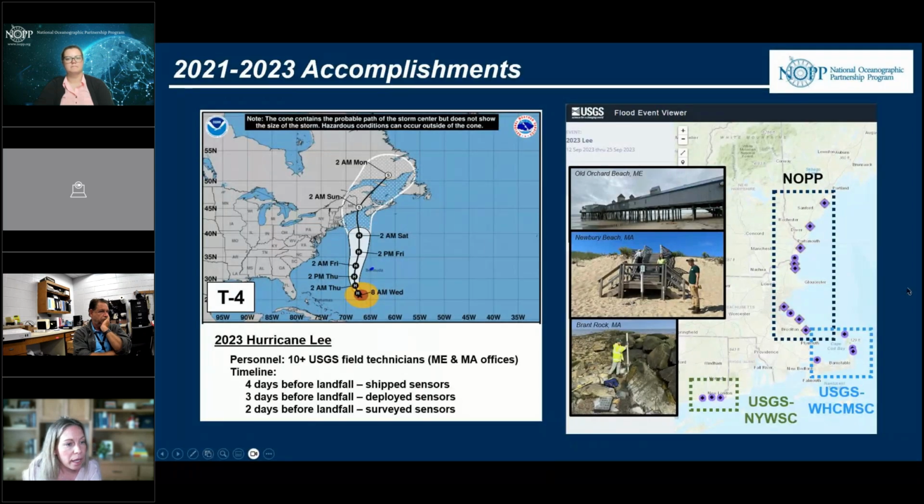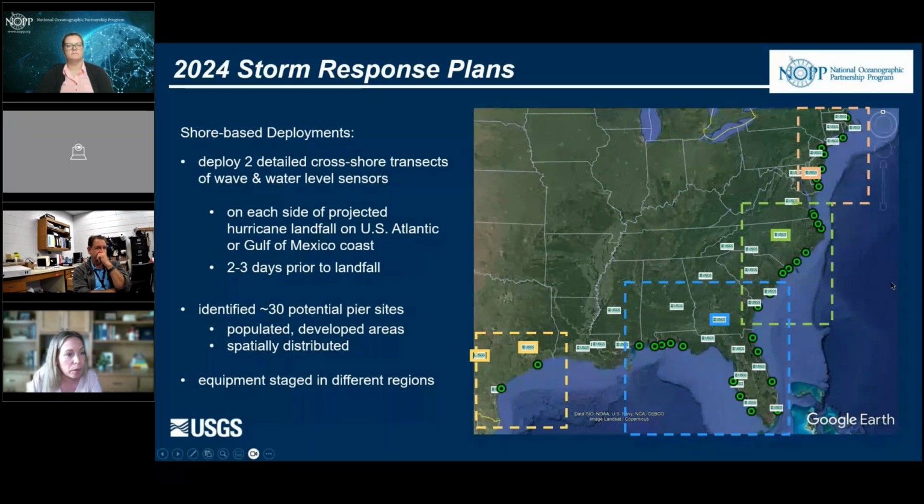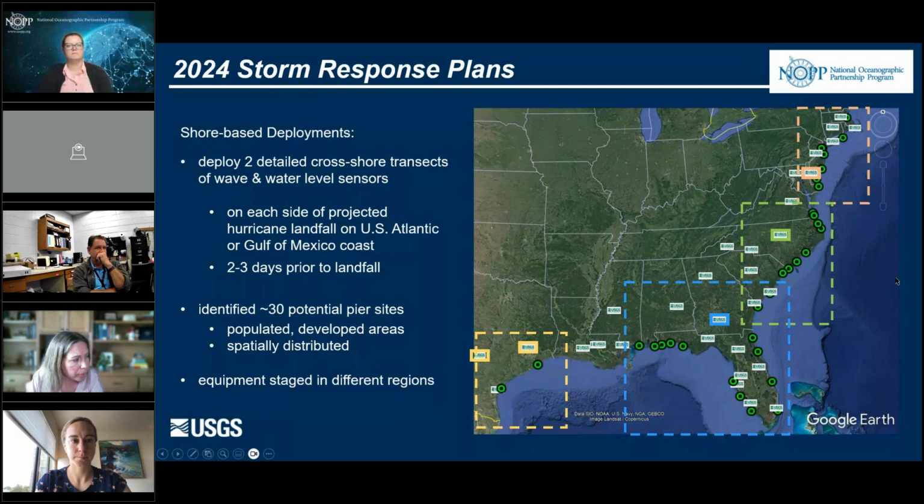And so now just looking forward to our 2024 storm response plans. For our shore-based deployments, we're looking to deploy 2 detailed cross-shore transects of wave and water level sensors on either side of the projected hurricane landfall, and that's anywhere along the U.S. Atlantic, Gulf of Mexico coast, planning to get those deployed 2 to 3 days ahead of landfall.